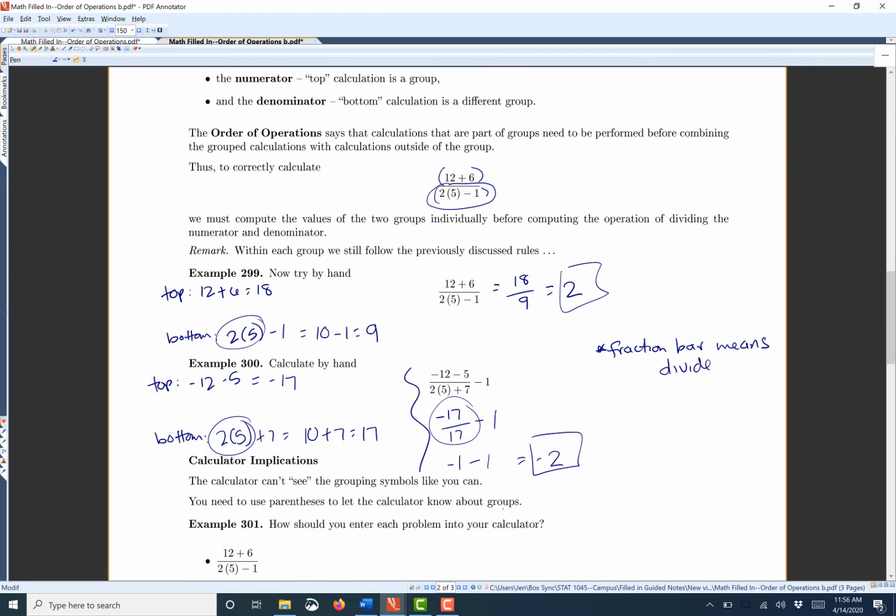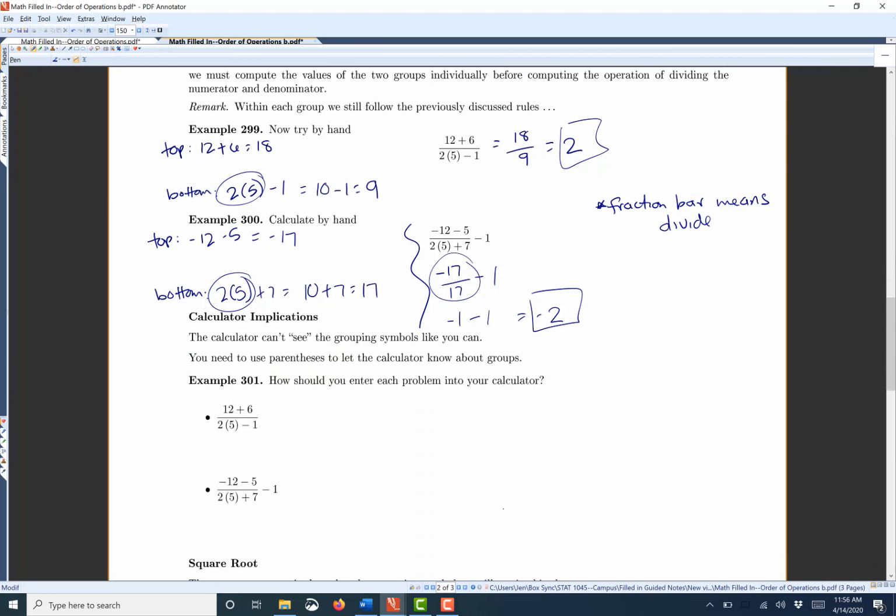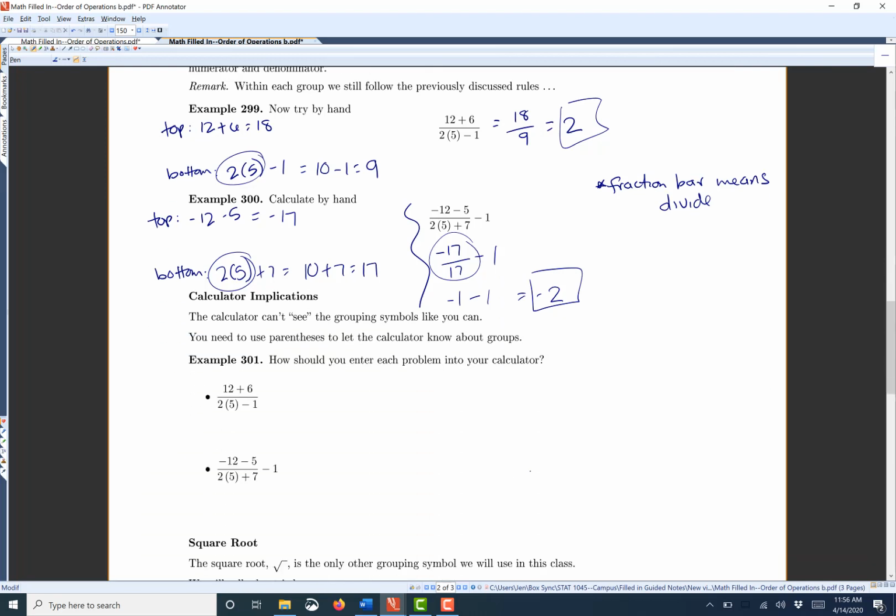Now, what does this mean for our calculator? Our calculator can't see grouping symbols like you can. So I see that fraction and I see what's included on the top and what's included in the bottom. Your calculator doesn't see that. So you have to use a lot of parentheses when you try and put it in your calculator.